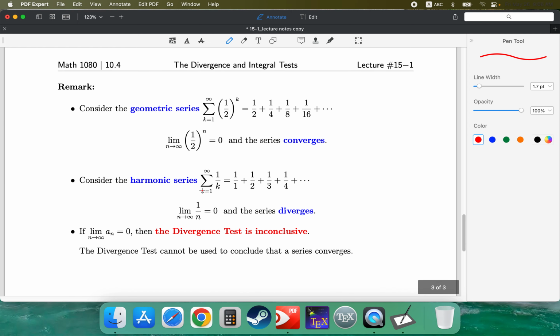So right here, let's consider the geometric series, the summation of 1 over 2 to the kth power. If you write everything down, this is 1 over 2 plus 1 over 4 plus 1 over 8 plus 1 over 16. So you can see that the base is fixed, but the power is changing, right? 1 over 2 squared, 1 over 2 to the third power, 1 over 2 to the fourth power. Okay, this is a geometric series. And right here, your ratio is 1/2, and 1/2 is between -1 and 1. So that's why we know the series converges. Okay, let me write it here.